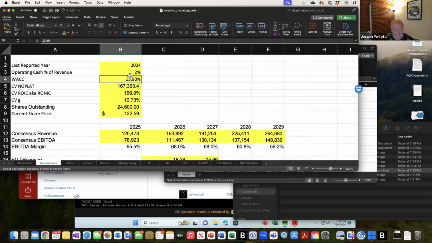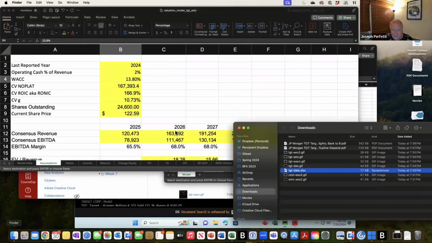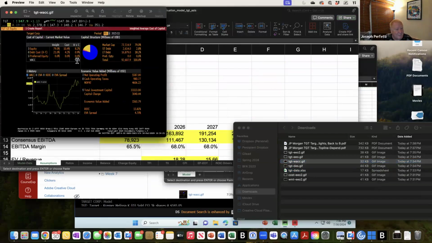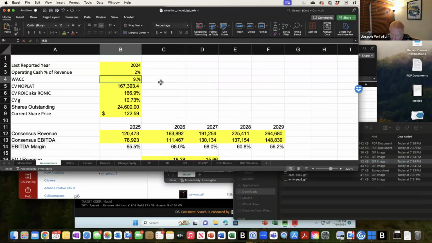This is NVIDIA's WACC. I need Target's WACC. So screenshot, Target WACC today, 9.1%. So I put in 9.1%. Okay. For G, I don't think Target's going to have a 10.7% G, but as a placeholder, just so I don't get some really weird numbers, I'm going to go back to 3%. This is a starting point. We'll adjust that later. That's kind of growing with the economy.